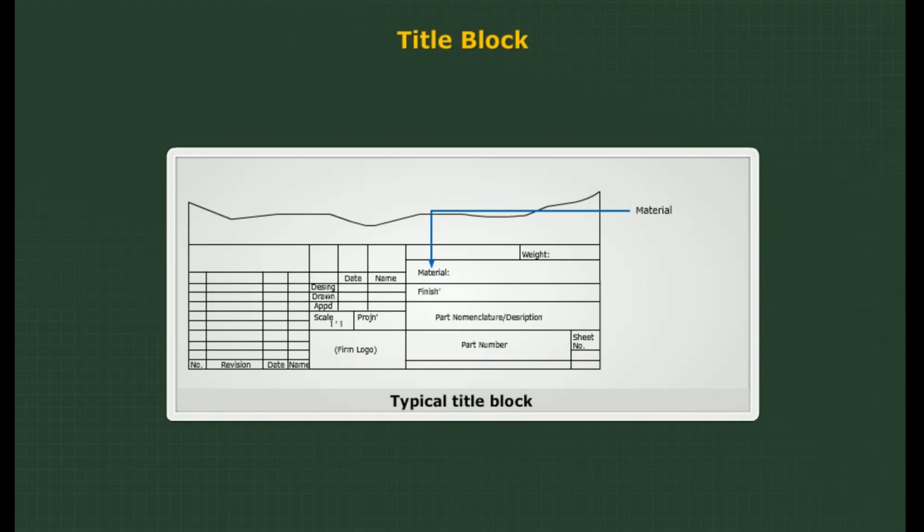Material. Field denotes the material written in abbreviated form. Weight, specified in the rightmost top corner, is important, mainly for large parts which may require special handling. Finish, post-manufacturing operation like painting, etc. Nomenclature, a technical description of the part, usually based on function.